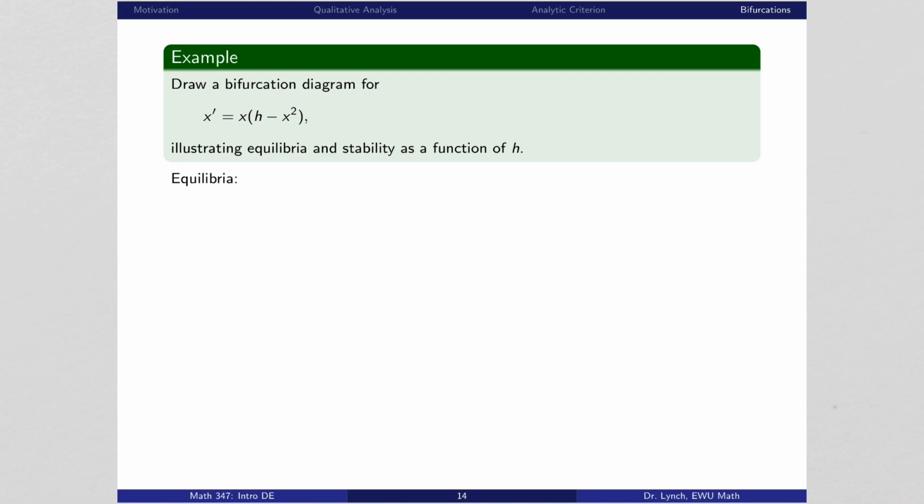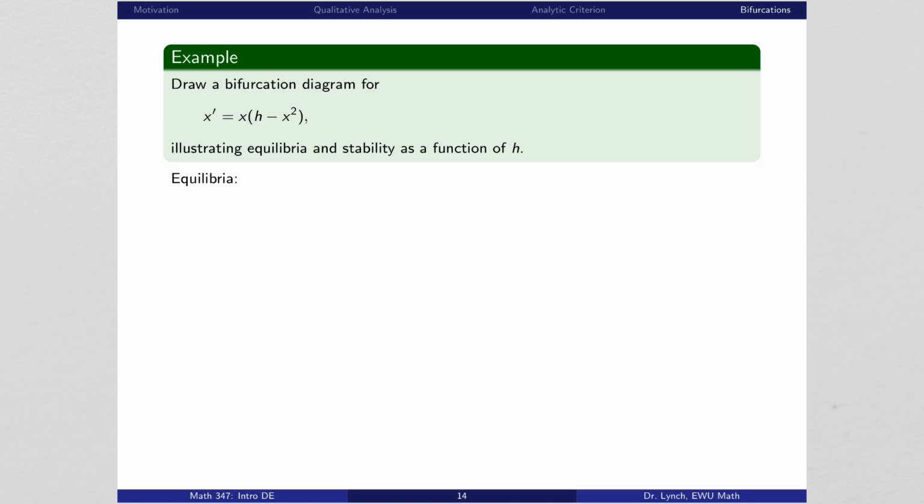So here's an example, an autonomous differential equation, x prime equals x times (h minus x squared). And here our main goal is to construct what we'll call a bifurcation diagram that illustrates equilibria and their stability as a function of this parameter. The parameter of the model is equal to h.